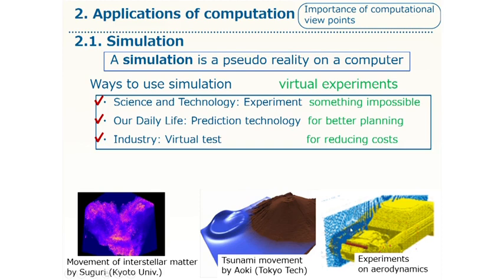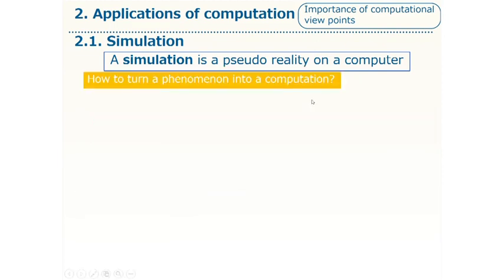For example, experiments on aerodynamics. Such a test can be conducted in an actual wind tunnel, but simulations are more popular these days because we can conduct various tests efficiently with much lower costs. Then, what are simulations exactly? The question is, how do you turn something into a computation and have it run on a computer?